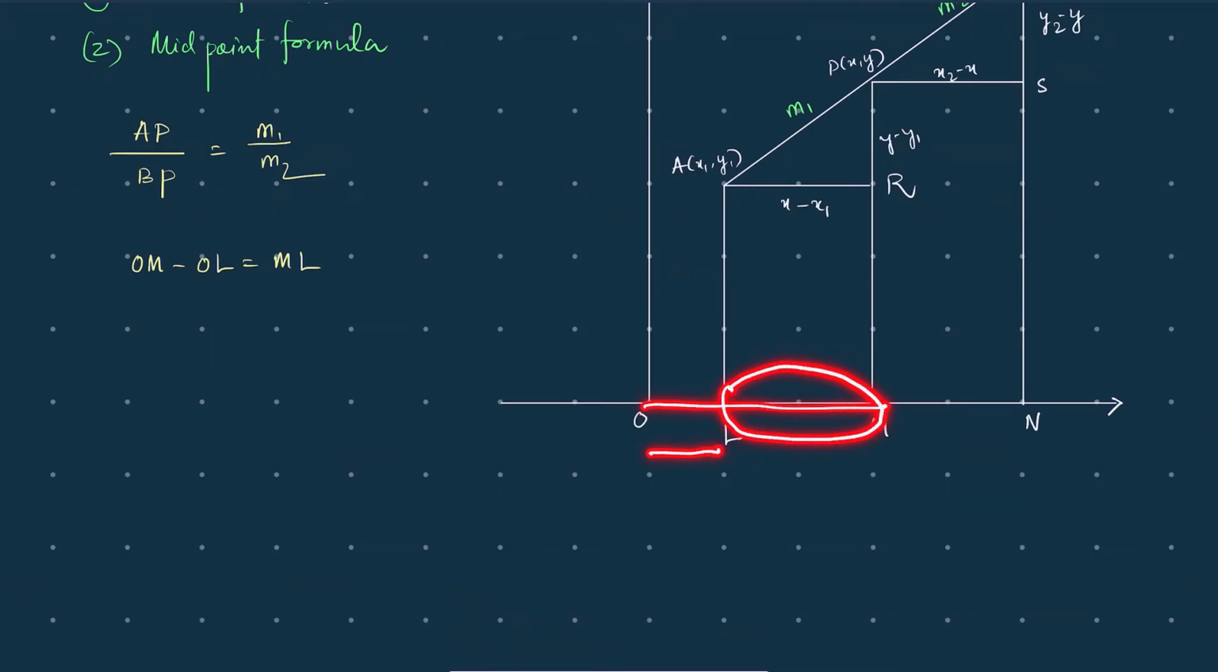What is this OM distance? OM distance is the x distance, and this is the x1 distance. The distance AR is nothing but LM. So ML will be equal to x minus x1. You can see from this figure, ML is equal to AR. So AR is equal to x minus x1.